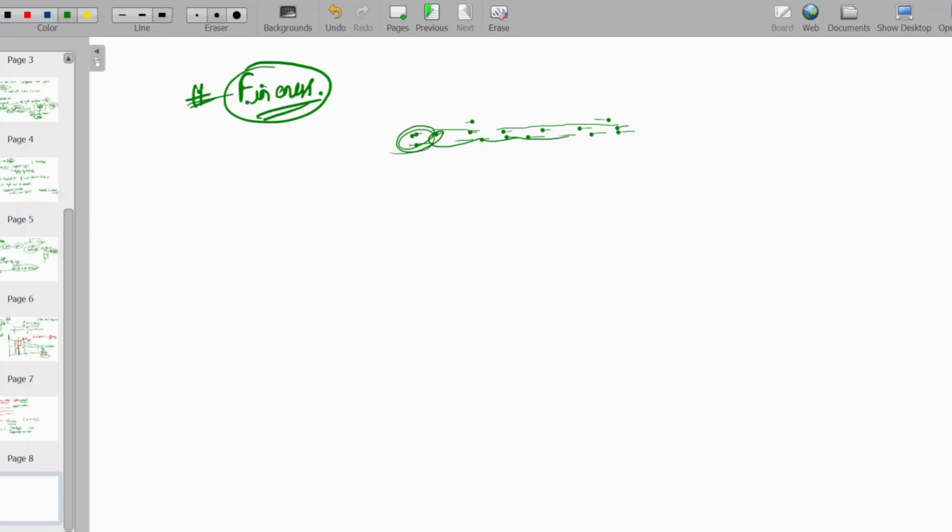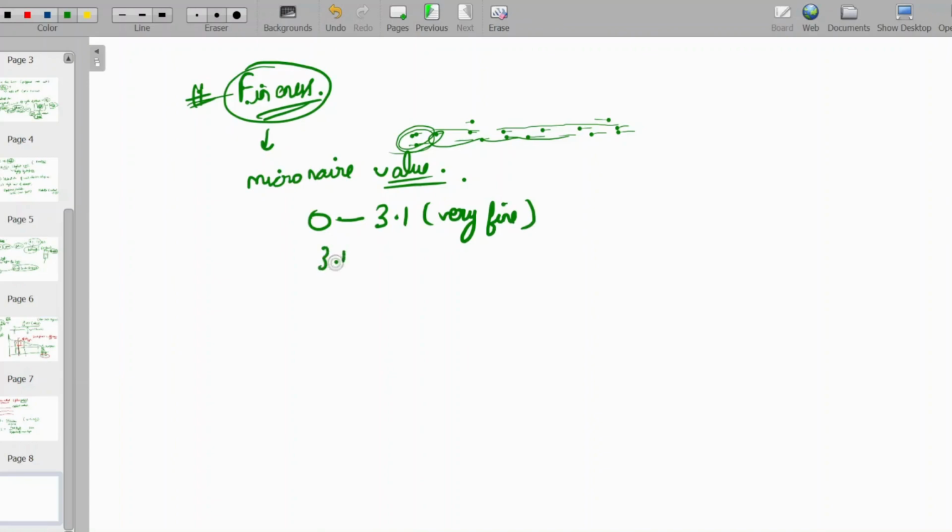So this fineness is measured by the micronaire value. Micronaire is basically the mass in micrograms of 1 inch of fiber. If the value ranges between 0 to 3.1, it is very fine, and around 3.1 is fine. Rest, greater than 6.